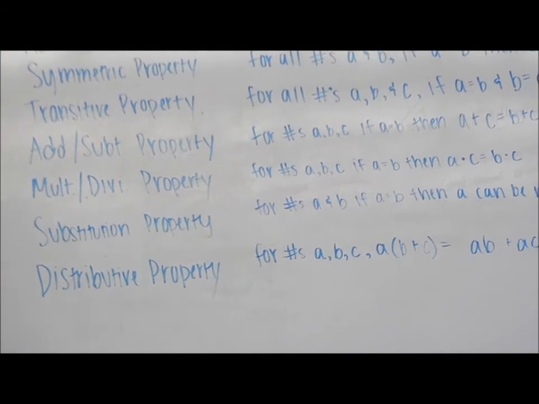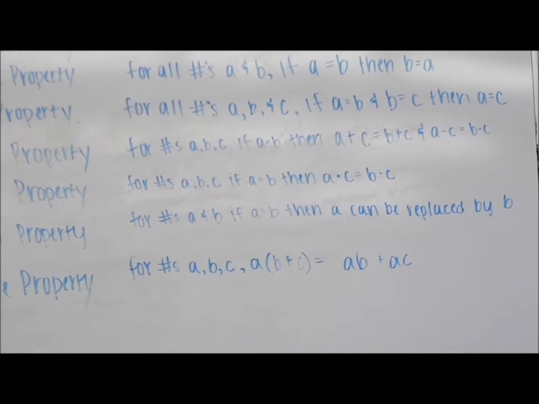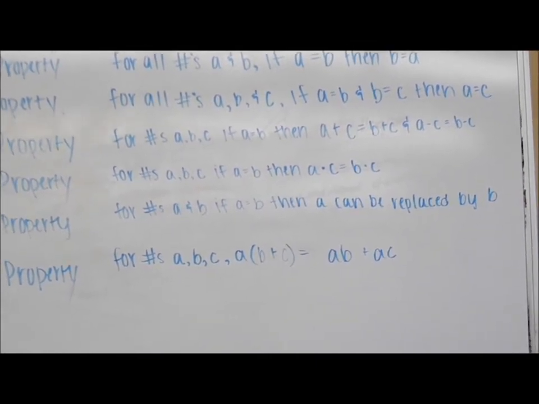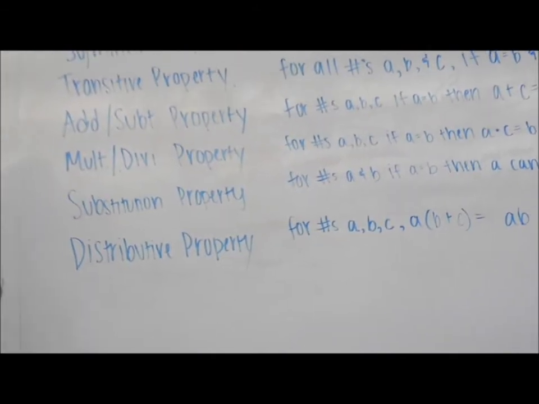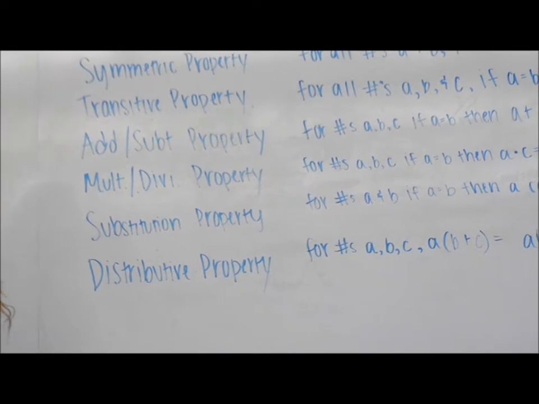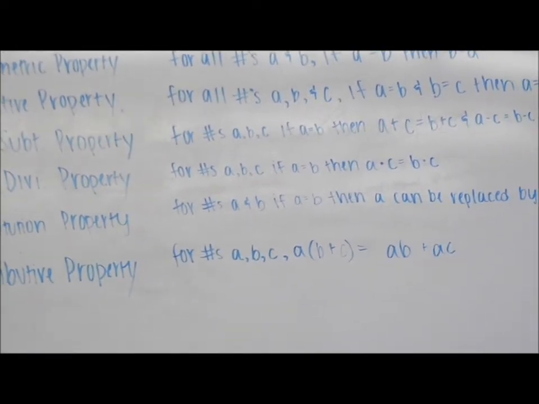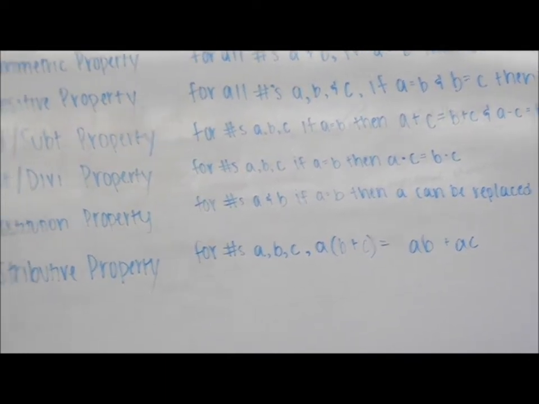And the addition and subtraction property for all numbers A, B, and C, if A equals B, then A plus C equals B plus C, and A minus C equals B minus C. And then the multiplication and division property for all numbers A, B, and C, if A equals B, then A times C equals B times C.